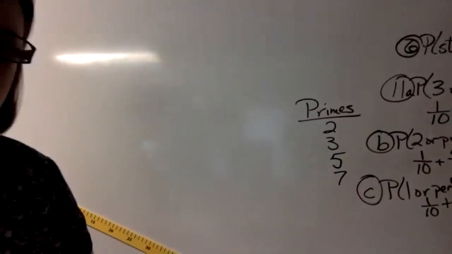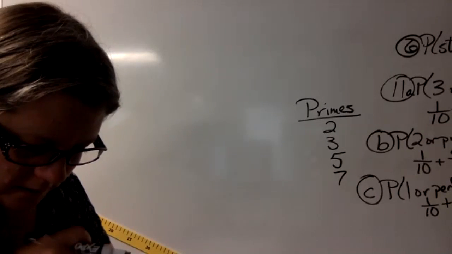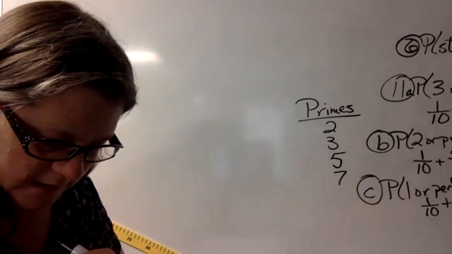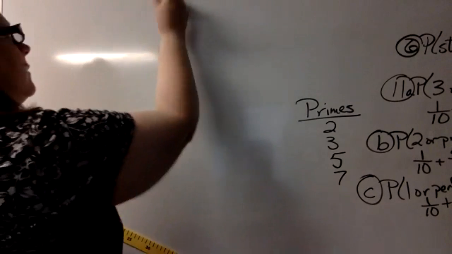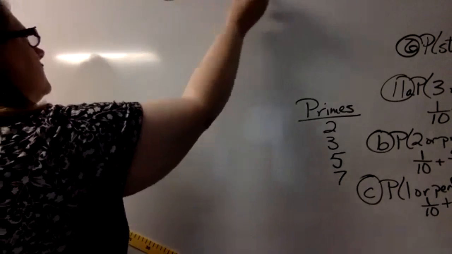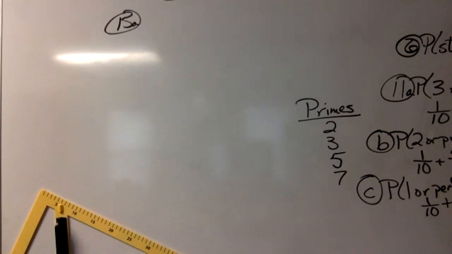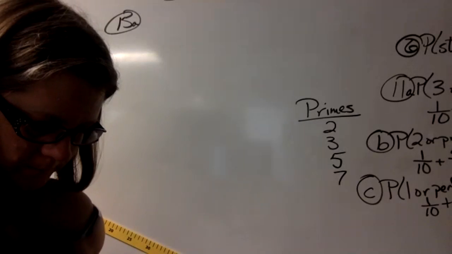So, okay, for 15, it says Raj has a collection of coins. He has 12 pennies, 14 nickels, 25 dimes, and 16 quarters. So how many coins does he have total? You have to add them all together. 67. Okay, everybody agree with him?